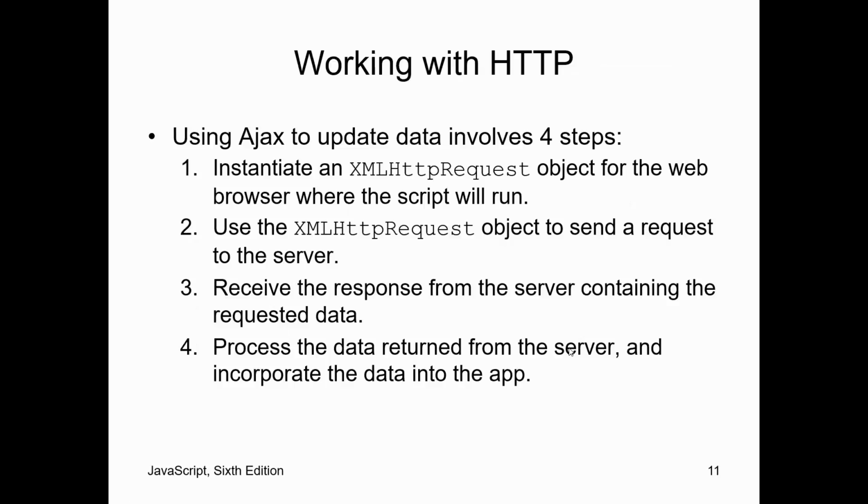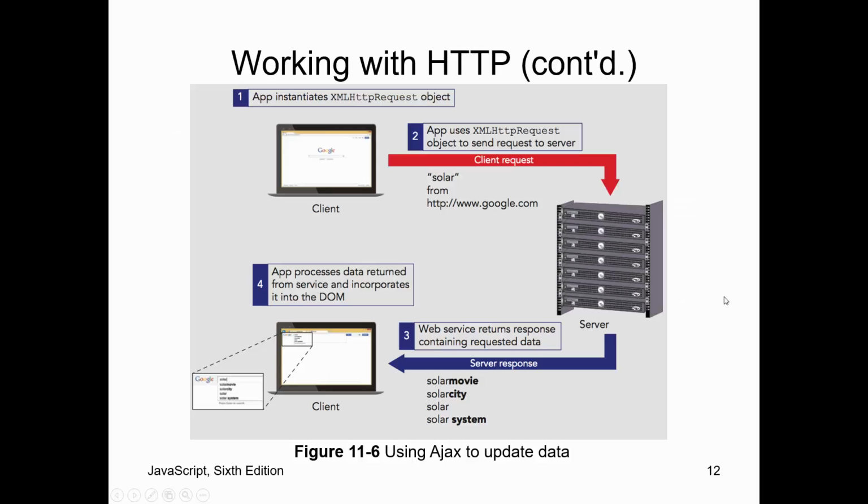Using AJAX to update data involves 4 steps. You instantiate an HTTP request object. You use that object to send the request to the server. You receive the response from the server with your requested data. You process the data and put it into your app. And here is the same thing, but it's done pictorially.